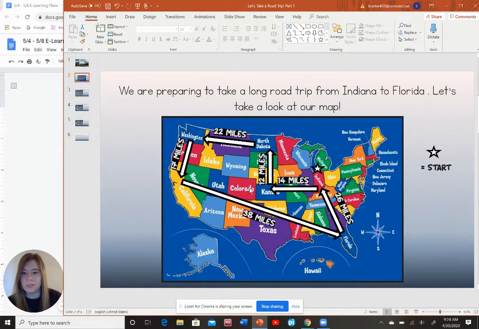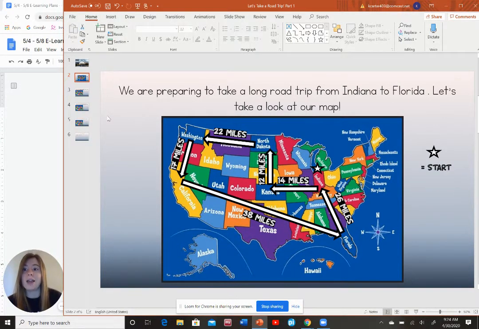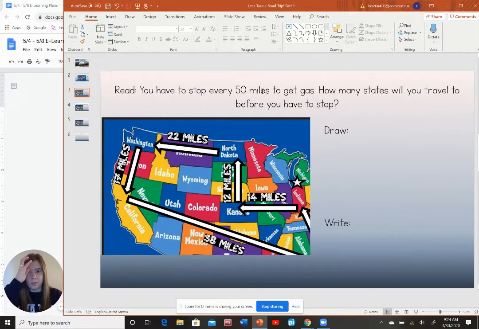Okay, so we are going to be using the miles on this map to solve our problems for this week. We have been working a lot on subtraction, but this week we are going to put it all together, and so we're really going to need to use a close eye to see how we are going to solve each problem. All right, here's our first problem for today. We are still using our RDW method, so we are going to read this problem. We are going to draw using base 10 blocks, and then we'll write our answer. Okay, we're going to do 3 problems today, and then you guys will be good to go on your own.